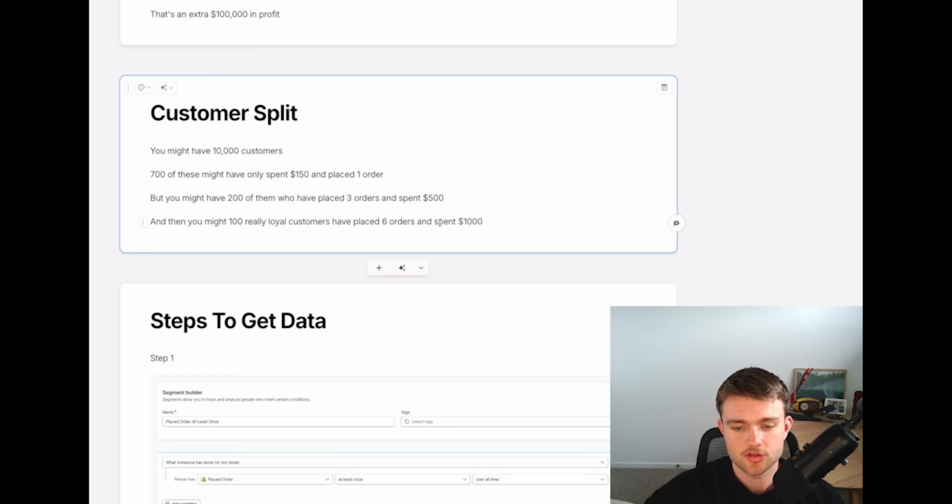But you might have 100 super loyal customers who have placed 6 orders and spent $1,000, double the everyone else in the company, like double the people below them. So what we essentially want to do is work out things we can do at each one of these tiers.